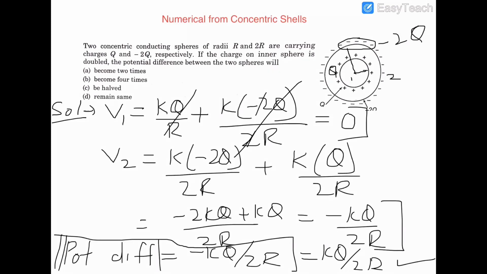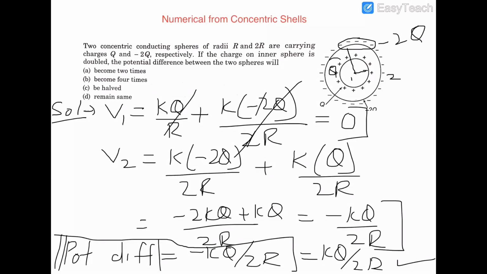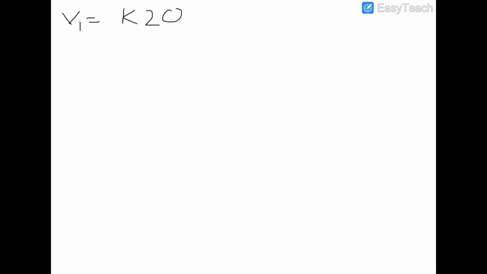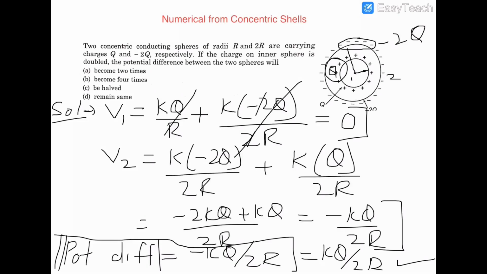So now we are doubling the charge on the inner sphere. When we double the charge on the inner sphere, we will first calculate the potential on the inner sphere. What will be the potential on the inner sphere? It will be equal to K times the charge on the inner sphere. Now the charge is doubled. Earlier it was carrying Q charge, now it will be carrying 2Q charge. This is given in the question. So we are doubling the charge on the inner sphere, divided by the radius r, plus the potential due to the outer sphere.